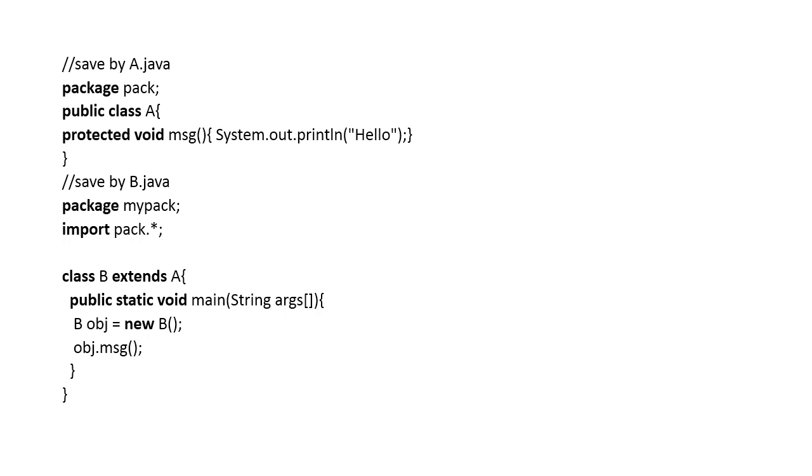Outside, in the package mypack, which is another package, class B extends A. Here I will create the object of the class B. Using the class B object, I can access the method of the class A and it will print hello. It will print hello because you know what the protected access specifier is: I can access the member within the package or outside the package, but only in the child class. But if I try to print outside the child class, then I will get a compile time error. But here in this case, hello will be printed.